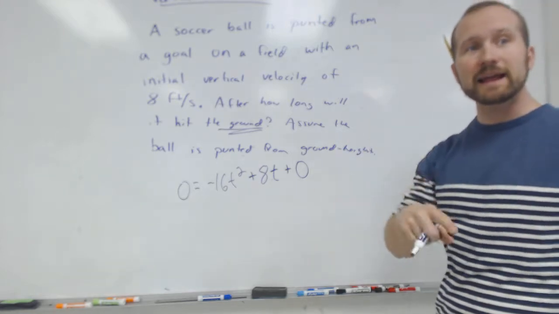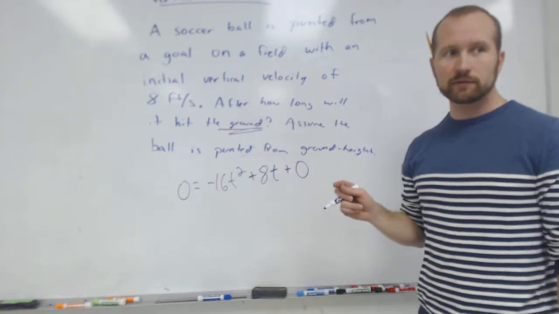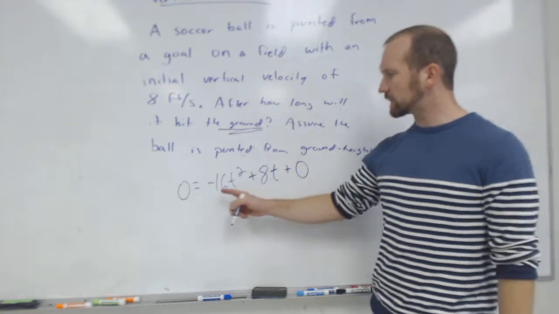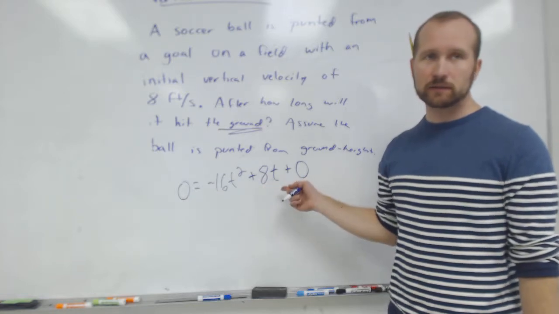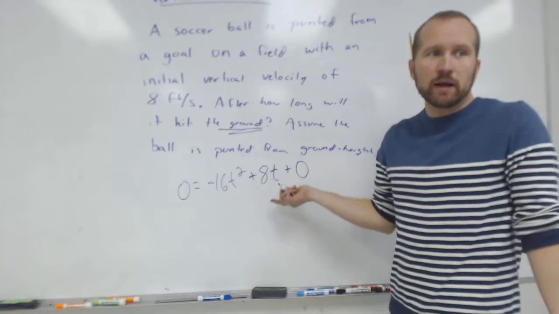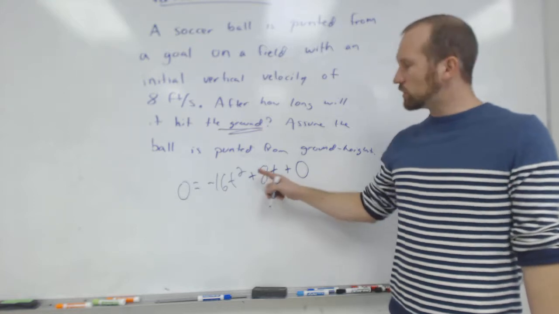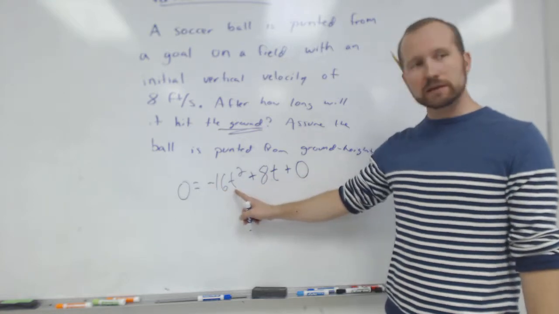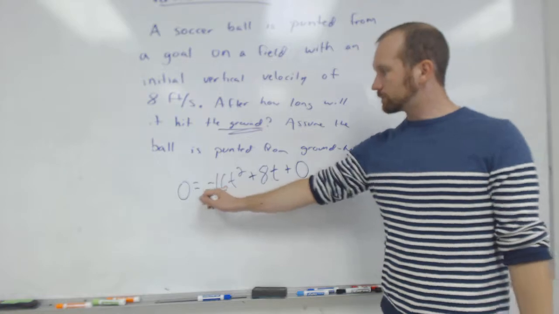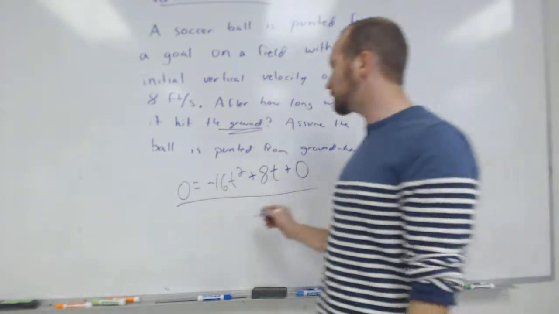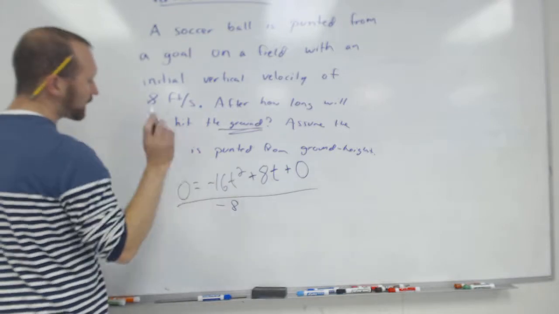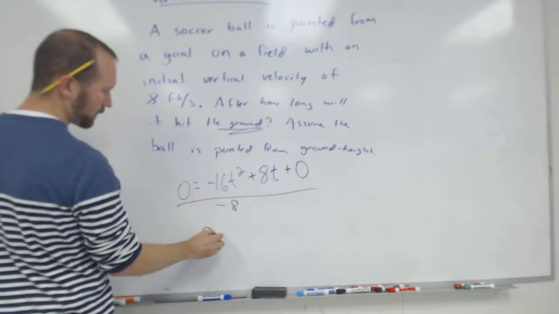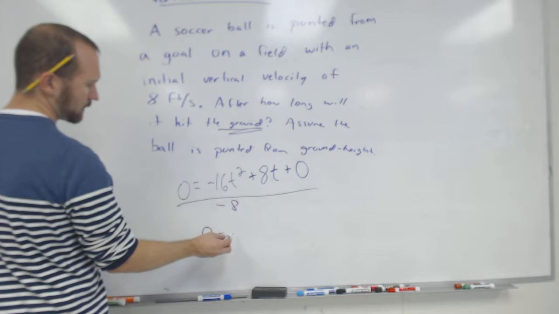Divide everything by negative 8. Why not negative 16? Well, 8 is not a factor of 16. Why not positive 8? Because we don't want the negative in front of the t squared. Wait, couldn't you also take out a t? Okay, we'll get there. So divide everything by negative 8. Then you just divide 8t by negative 8, and 0 by negative 8.